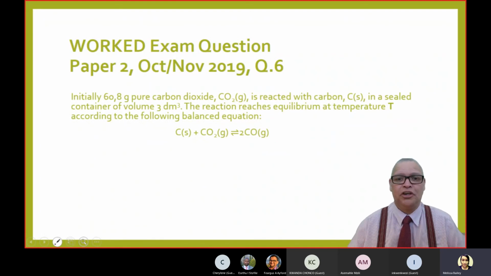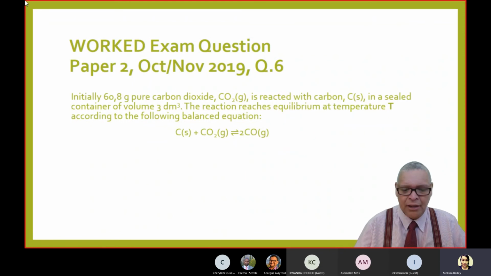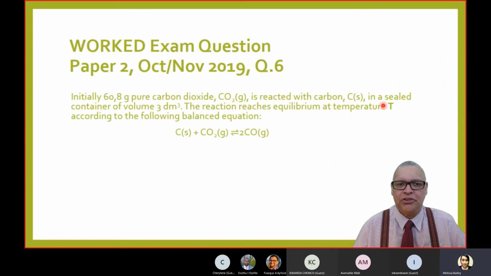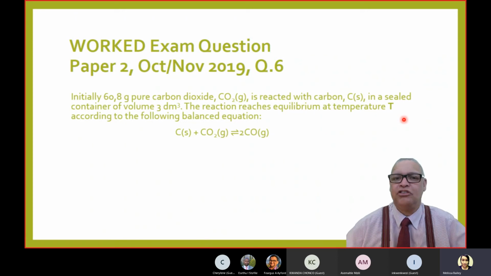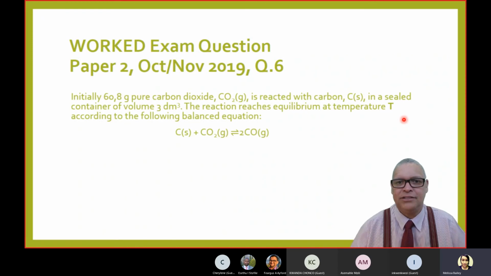Then it says of 3 cubic decimeters. We're happy about that because at least it's not in cubic centimeters and therefore we don't have to convert anything. It's already in the SI unit, which is great. This can take us places. The question continues. The reaction reaches equilibrium at a temperature according to the following balanced equation. Now, just a little detail. They may mention a temperature, right? That's there. Don't get flustered about that. It will have to reach equilibrium at a certain temperature, but that temperature is never taken into account in our Kc calculation. So just park it right there.